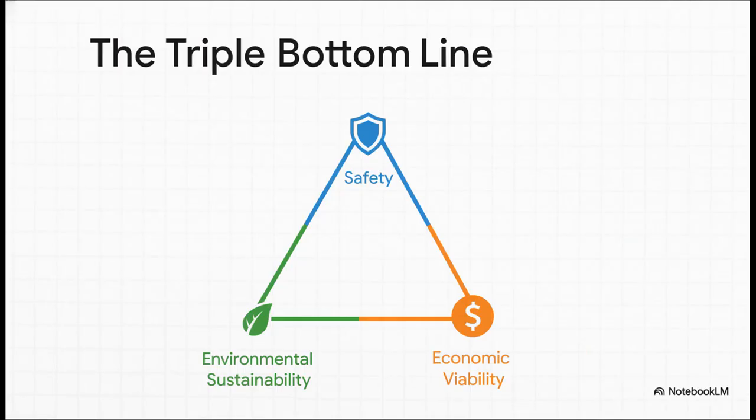Now, this is absolutely huge, and it shows how much engineering has evolved. It's not enough anymore for a process to just work. Today, every single design has to satisfy what we call the triple bottom line. It has to be safe for everyone, it has to be profitable, and it has to be environmentally sustainable. These aren't just suggestions, they are the non-negotiable pillars of any modern design.